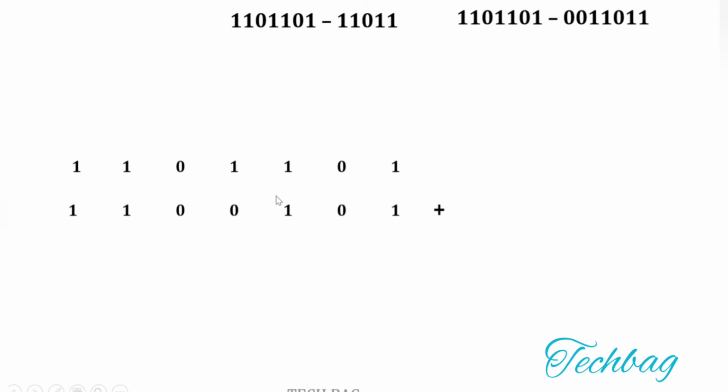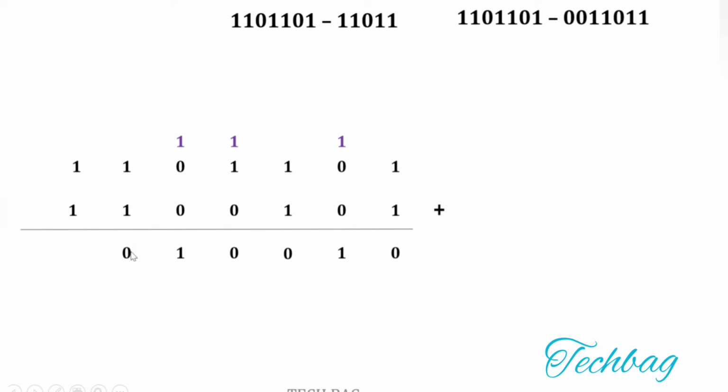1101101. This is the 2's complement of the subtrahend. 1 plus 1, sum 0, carry 1. 1 plus 0 plus 0, sum 1 and carry 0. 1 plus 1, sum 0, carry 1. 1 plus 1 plus 0, sum 0, carry 1. 1 plus 0 plus 0, you get sum 1, carry is 0.